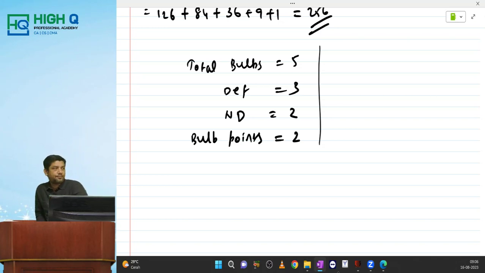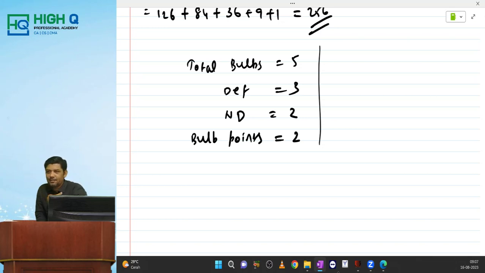I'll tell you. For example, let us assume the room is dark. Only 2 bulb points are there. Now, what makes the room lit? Your room is lighted, or the room is lit. What is meant by that? At least one bulb needed. See, there are 2 bulb points. Even if one bulb is glowing, what can we say? The room is lit.